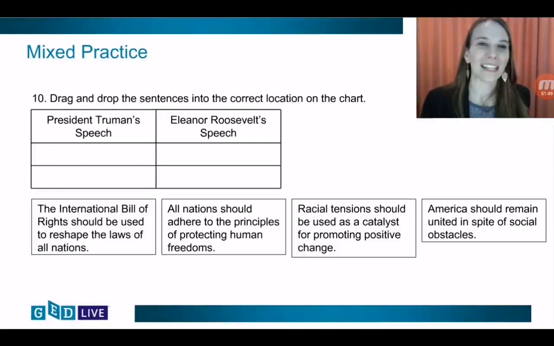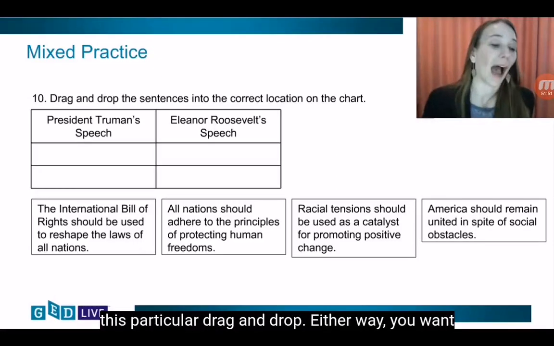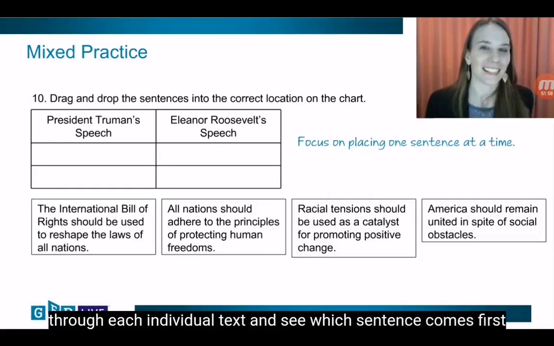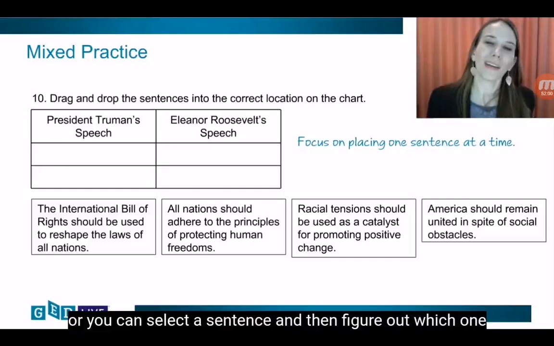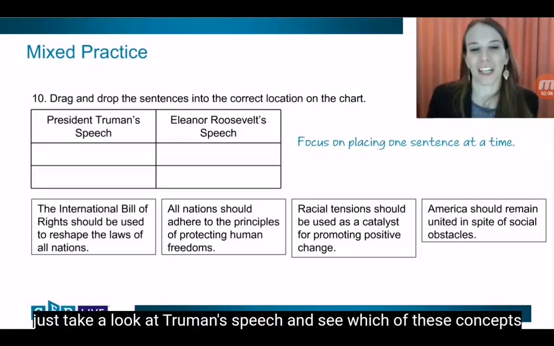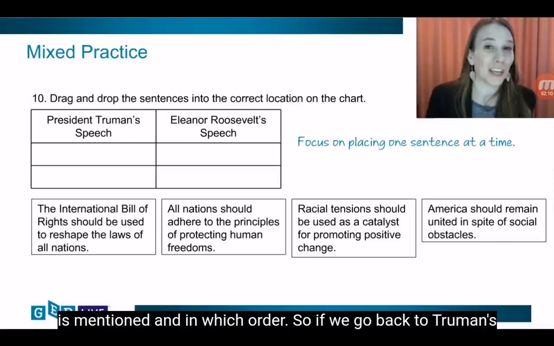And so there's two ways you can approach this particular drag and drop. Either way, you want to be looking one sentence at a time. You can either look back through each individual text and see which sentence comes first, or you can select a sentence and then figure out which one that is and which order it appears in. Let's, in this case, just take a look at Truman's speech and see which of these concepts is mentioned and in which order.